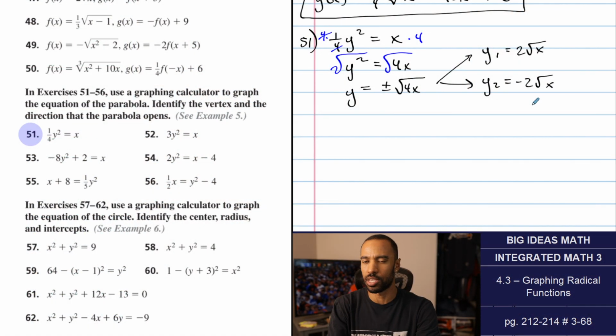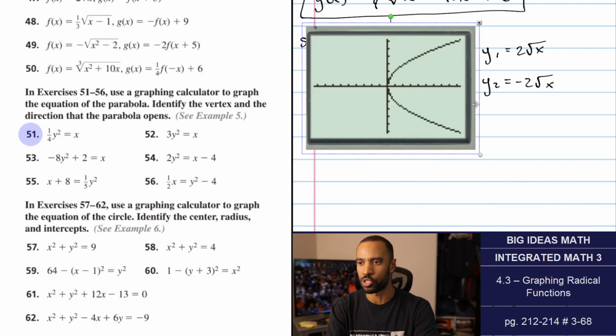Okay, so we're going to get 2 root x and negative 2 root x. And again, together they make one complete parabola, rightward facing. It goes like that. So that's one full parabola. It is sideways facing, rightwards facing. They said use the graphing calculator to graph the equation. Again, I'm not going to sketch these. I'm just going to copy and paste them. They said use the graphing calculator, so I'm going to let it do the job for me.